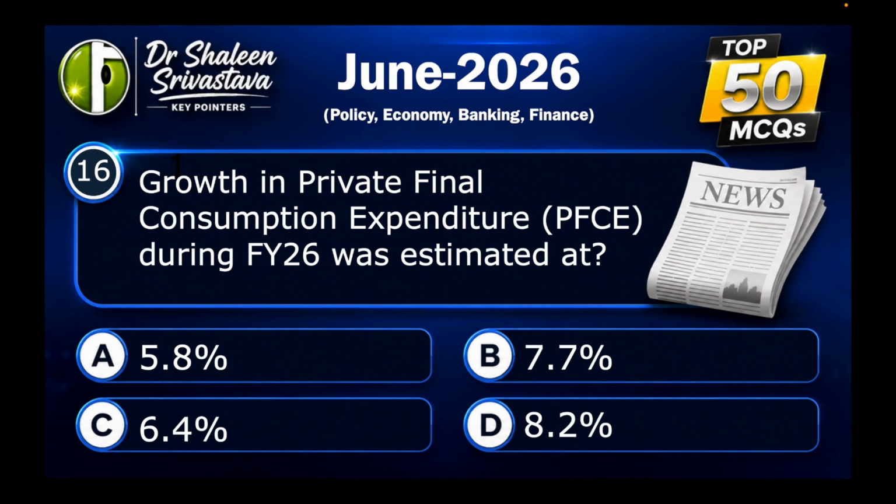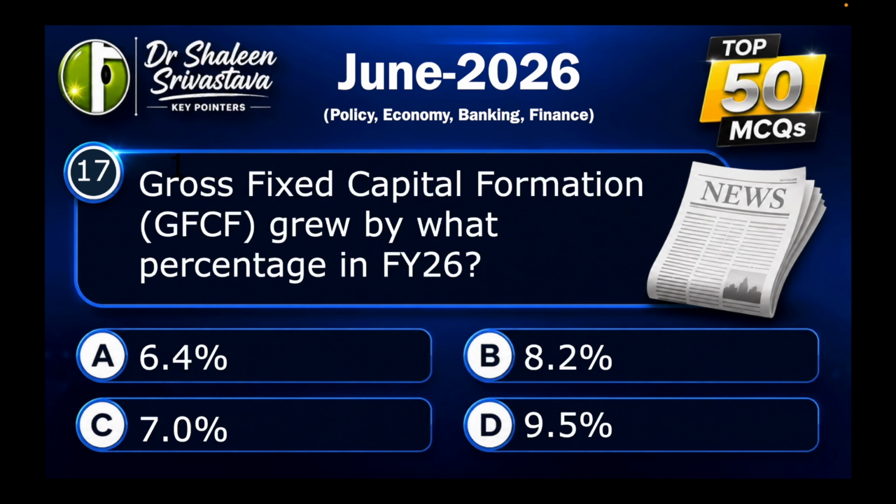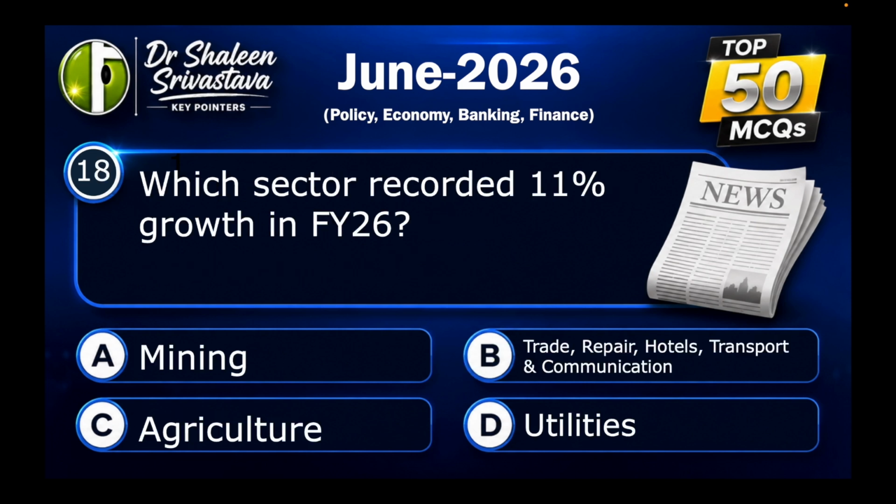Growth in private final consumption expenditure, that is PFCE, during FY26 was estimated at. The correct answer is B, 7.7%. Gross fixed capital formation, that is GFCF, grew by what percentage in FY26? The correct answer is B, 8.2%. Which sector recorded 11% growth in FY26? The correct answer is B, trade, repair, hotels, transport and communication.